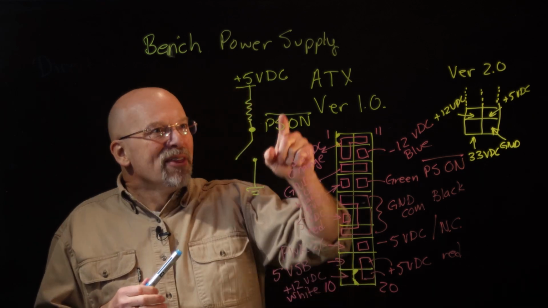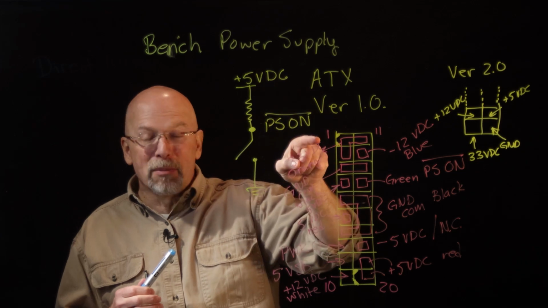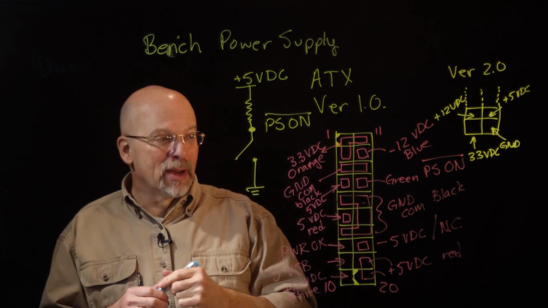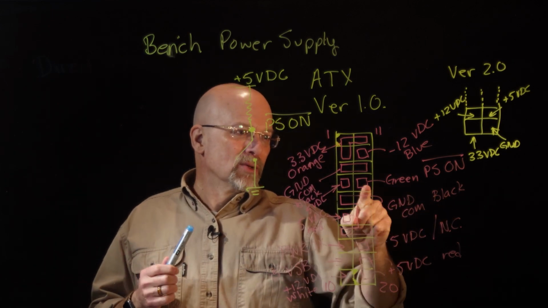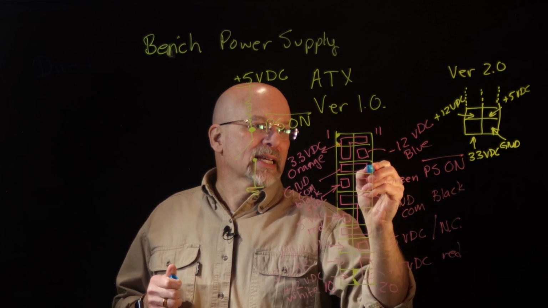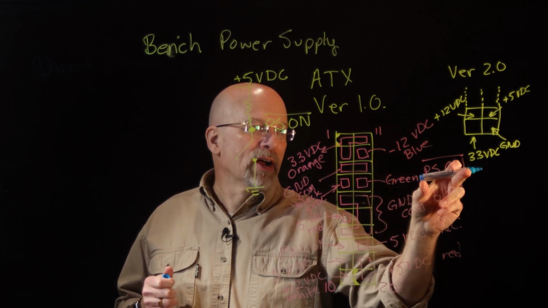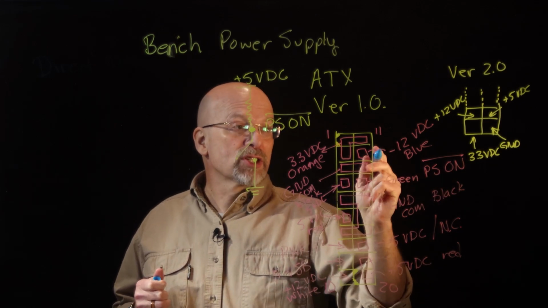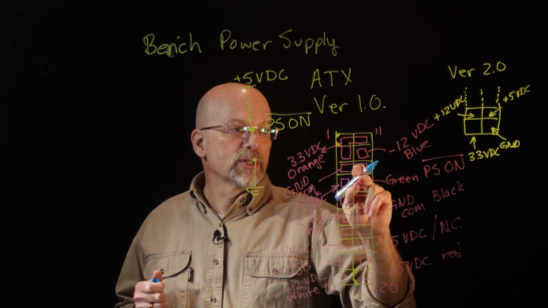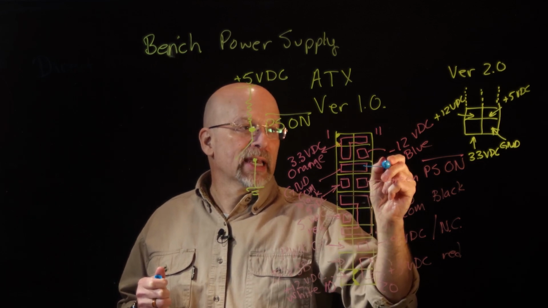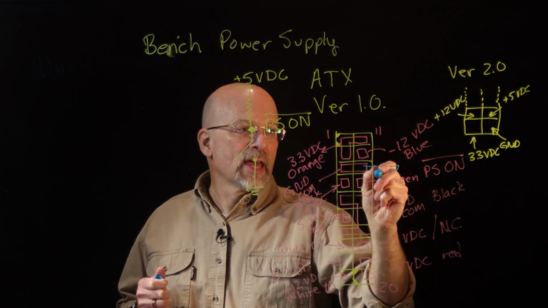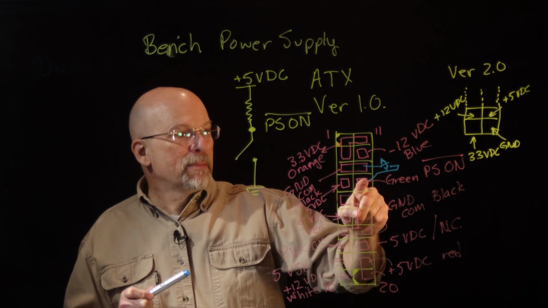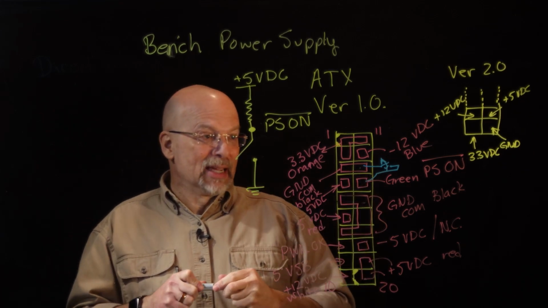Now, that 5 volt standby voltage, as we said before, needs to be connected so that this power supply on button can be used. So what we want to do is connect a switch between this green wire, this power supply on wire, and any of the grounds that are nearby. This is pin 14, so we have 11, 12, 13, 14. You could just simply connect this switch so that it was going between the PS on connection and a ground.